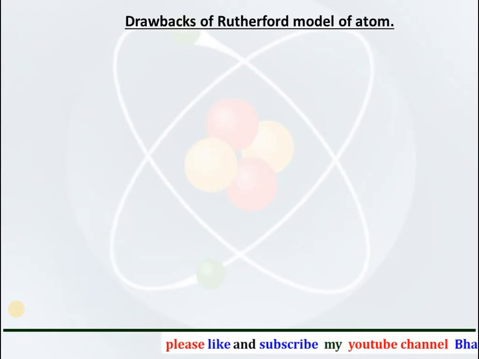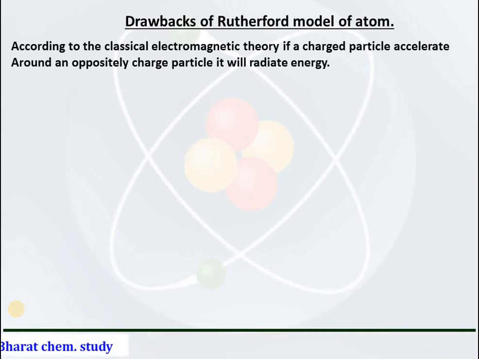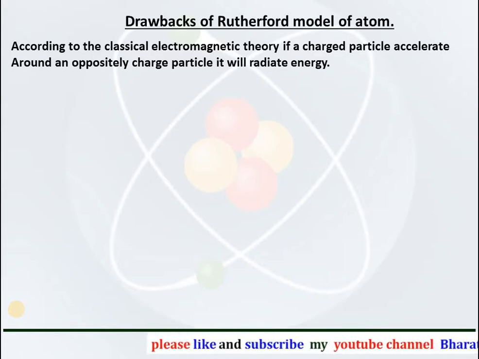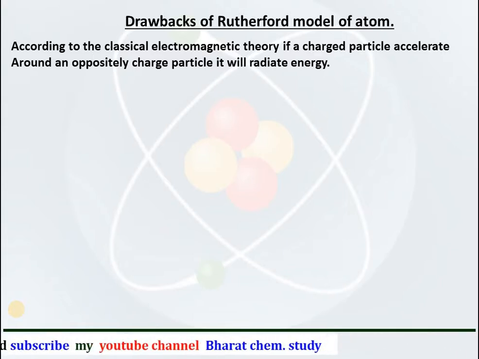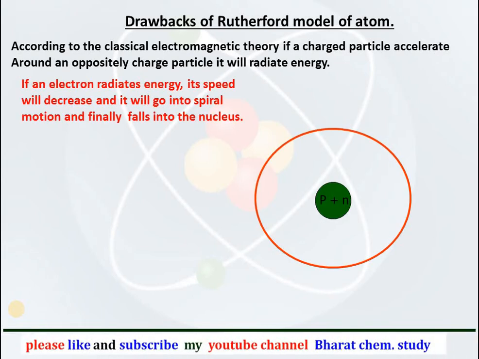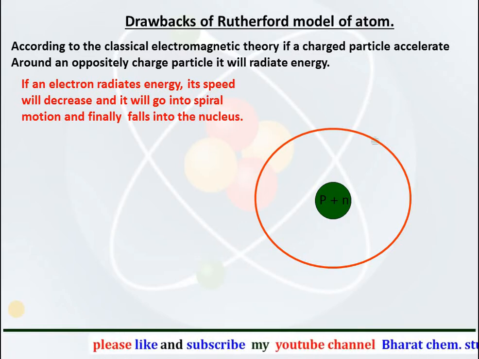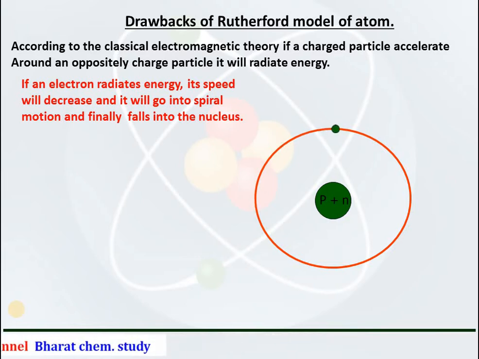The drawback of Rutherford model of atom. According to the classical electromagnetic theory, if a charged particle accelerates around an oppositely charged particle, it will radiate energy. If an electron radiates energy, its speed will decrease and it will go into spiral motion and finally fall into the nucleus as shown.